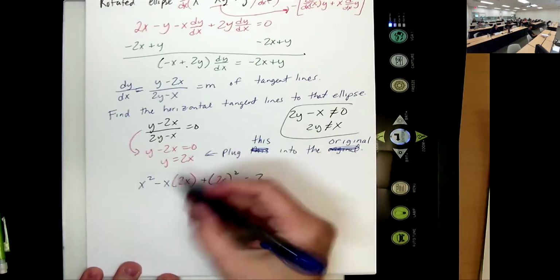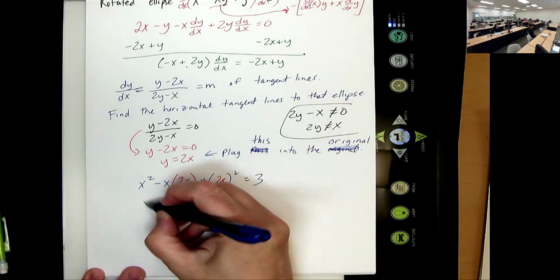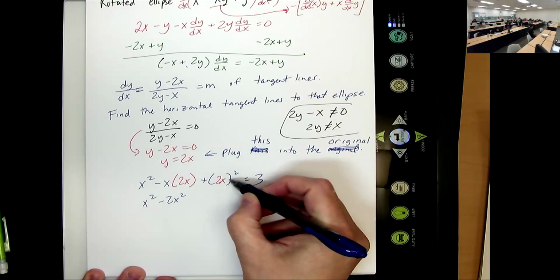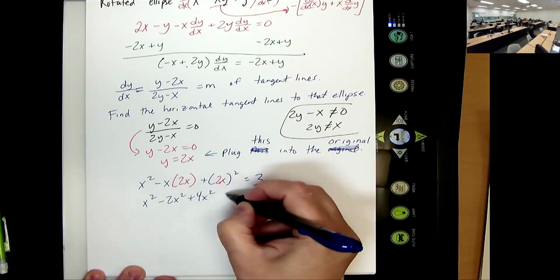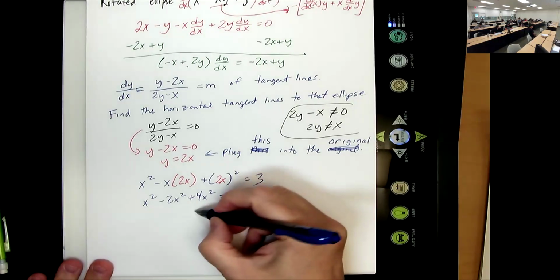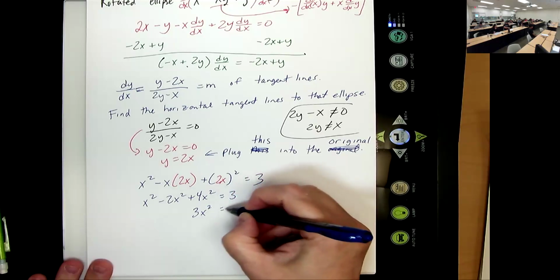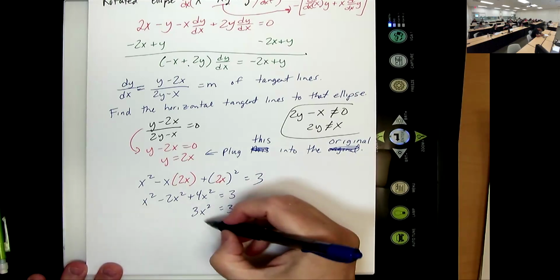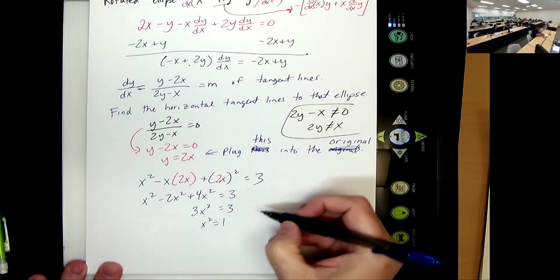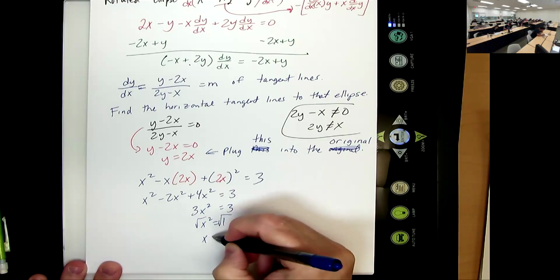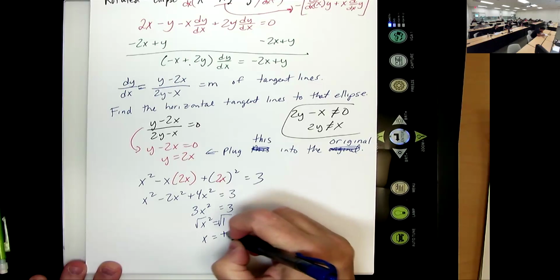All right. So if I do this, I've got x squared minus 2x squared. This squared is 4x squared. So clean that left side up, I get 3x squared equals 3. Divide by 3, I get x squared equals 1. Put the square roots of both sides, and what do I get? Plus or minus 1.